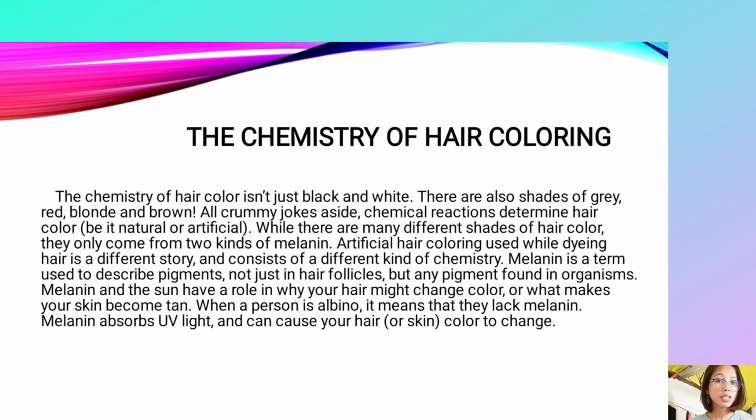So you know what pigments are? Pigments are our natural hair color, which is whatever color our hair has been since we were born. Not just in the hair follicles, but any pigments found in an organism. Melanin and the sun have a role in why your hair might change color or what makes your skin become tan. When a person is albino, it means that they lack melanin. Melanin absorbs UV light and can cause your hair or skin color to change.